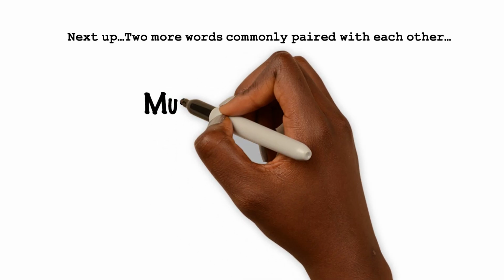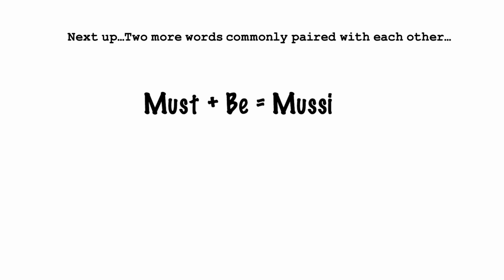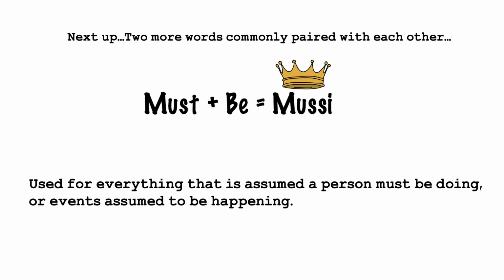Next up are two words usually paired with each other and commonly used. When you put the words must and be together in Patwa, you end up with the word mussy. It's heavily used to assume the actions of people or events. So for example, in conversation, it would sound like this.